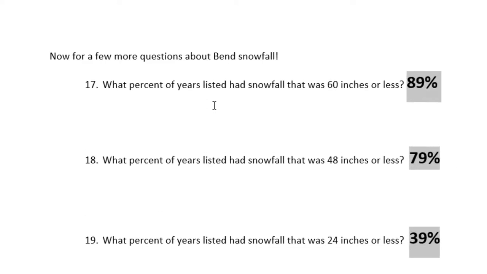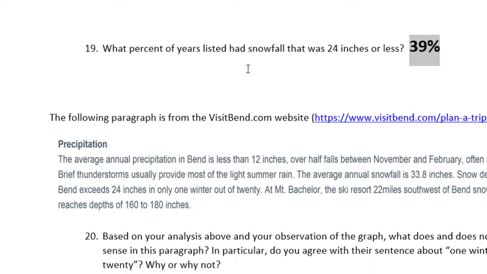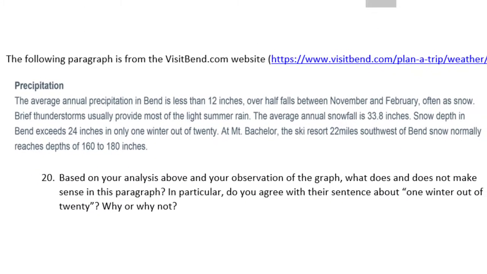The following paragraphs from Visit Bend. The average annual precipitation in Bend is less than 12 inches. Over half falls between November and February, often as snow. Brief thunderstorms, blah, blah, blah. The average annual snowfall is 33.8 inches. Snow depth in Bend exceeds 24 inches in only one year out of 20. Snow depth in Bend exceeds 24 inches in only one winter out of 20.